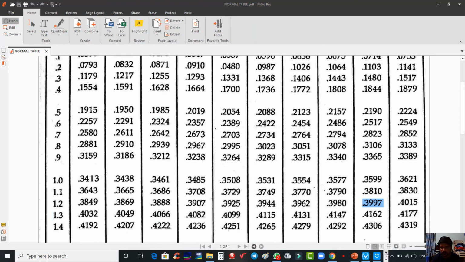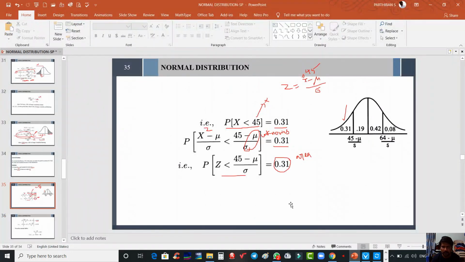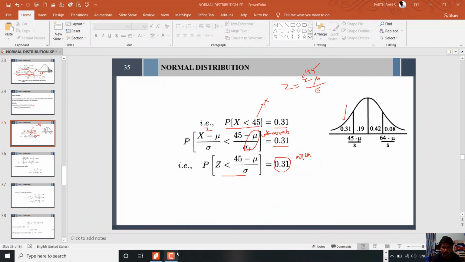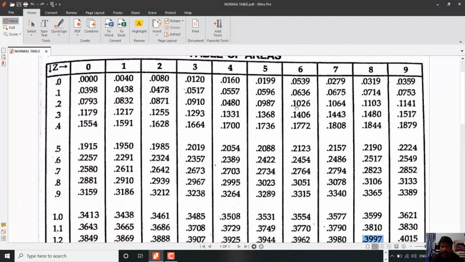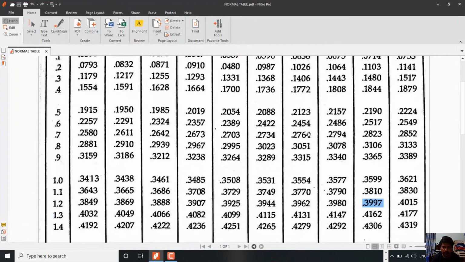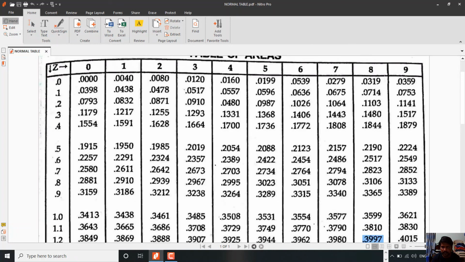Where is it? 0.87, 0.31. 31 occurs here itself. So 0.86. Just wait, I stop this.